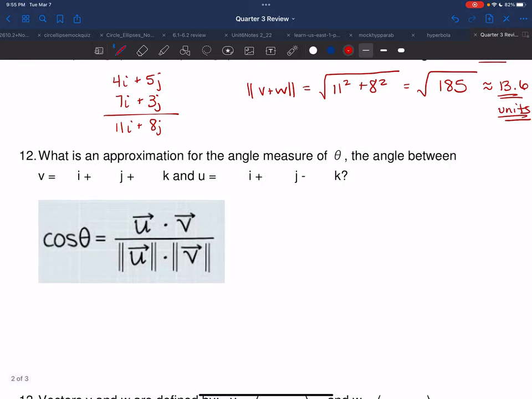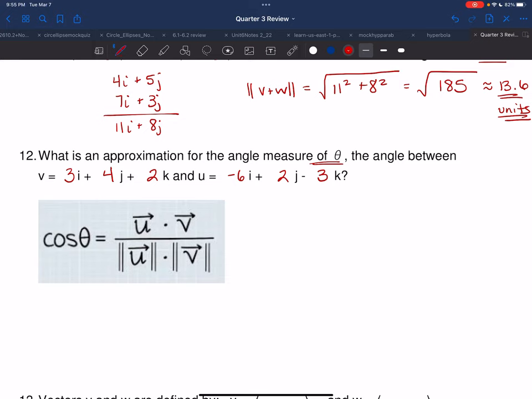All right. 12, what is an approximation for the angle measure of theta? The angle between V and U. Okay. So let's go ahead and fill in what we had. We said, again, our little math ad libs, we had 3i, 4j, 2k, negative 6i, 2j, and minus 3k. All right, so it wants to know the measure of the angle. So I put the equation here.